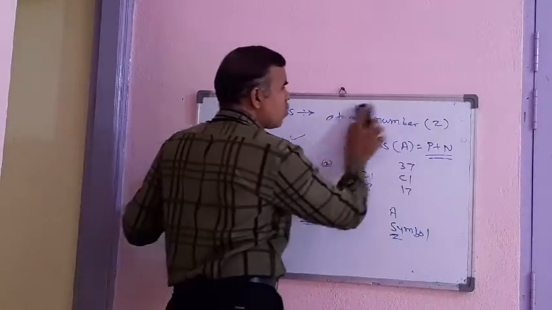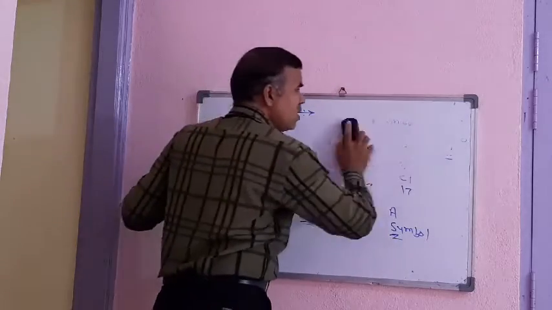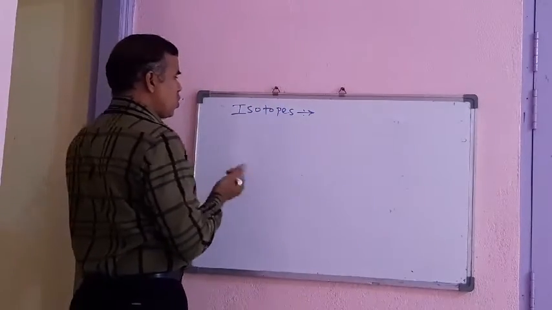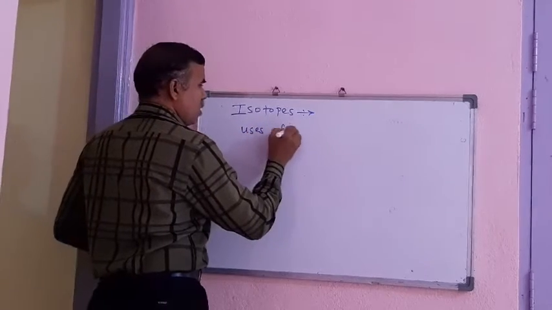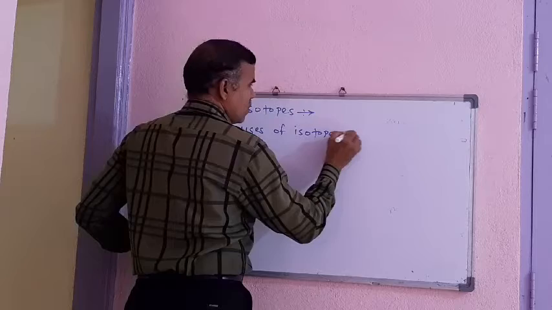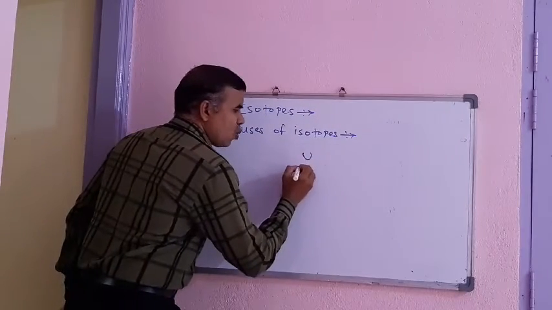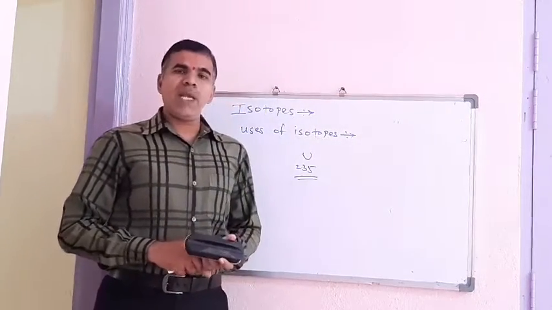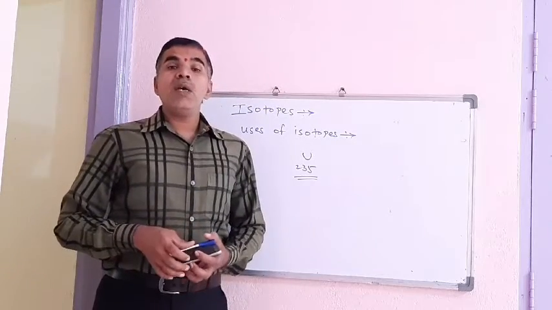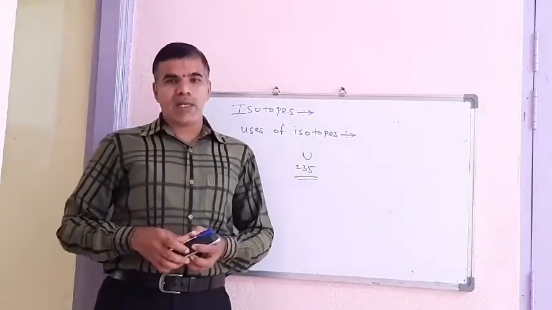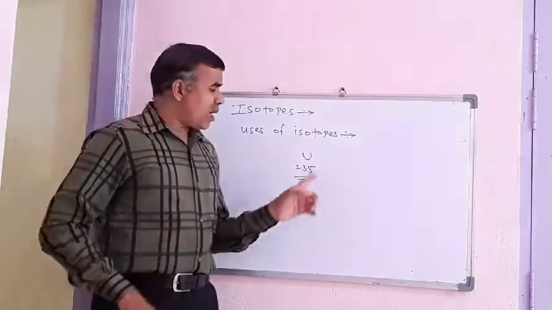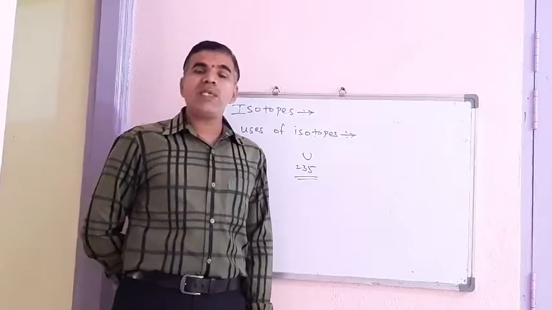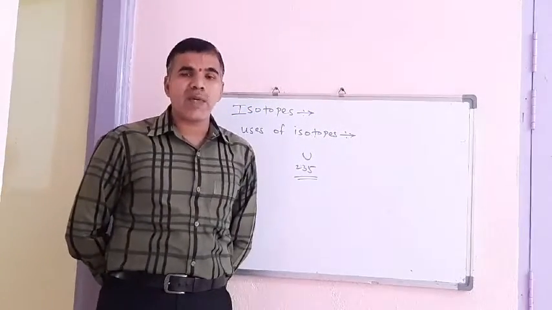Now we have to learn the next point, that is uses of isotopes. Look at this, uranium-235. First, uranium-235 is an isotope which is used for the production of electricity in a nuclear reactor or nuclear project. The isotope uranium-235 is important for the production of electricity.